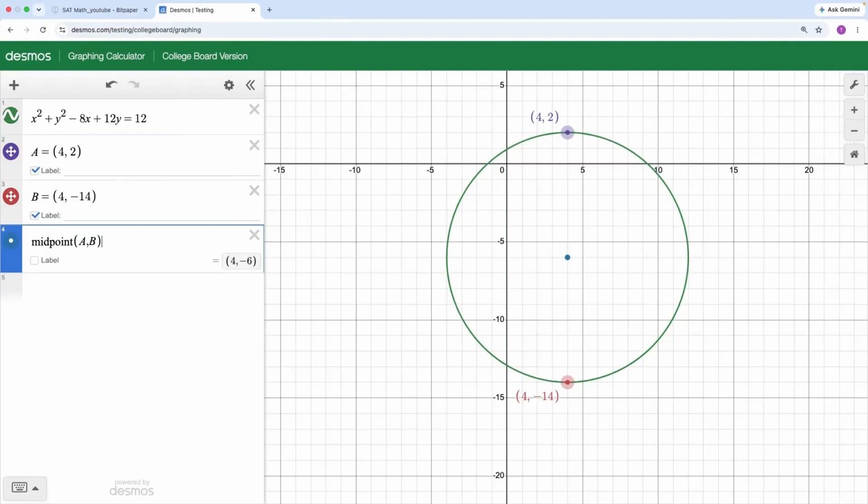Now we need the radius. The radius is the vertical distance from the center to the highest point. The highest point has y coordinate of 2 and the center has y coordinate −6. Therefore, r equals 2 minus −6, which is 8. So r² is 64.